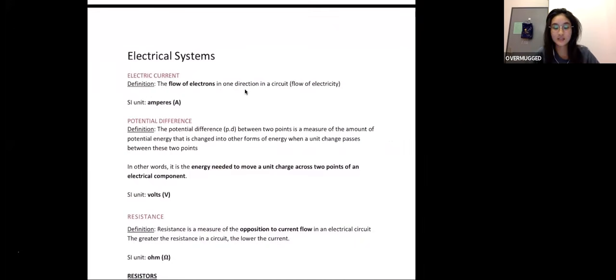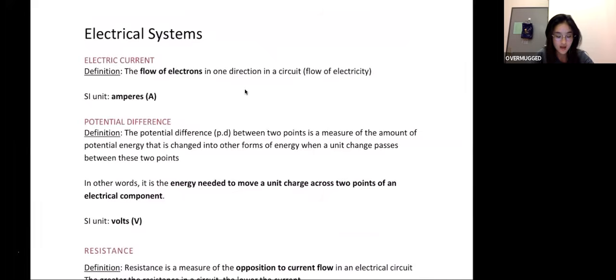Okay, so electrical systems, what do you need to know? First of all, there are 3 main components, okay? So there's electrical current, potential difference, and resistance. Let's examine what is current. The definition of electric current is the flow of electrons in one direction in a circuit.